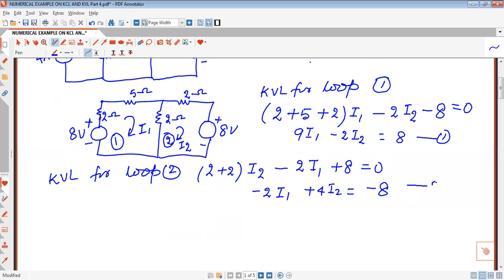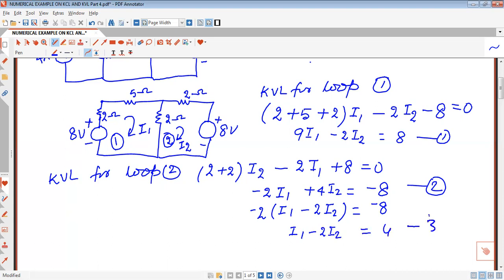So we have two equations and two unknowns, so we can solve very easily for the values of the currents I1 and I2. From here, 2 can be taken common, and if I take minus 2 common here, we get I1 minus 2I2 equal to minus 8 divided by minus 2, so I1 minus 2I2 equal to 4. So this is equation number 3.